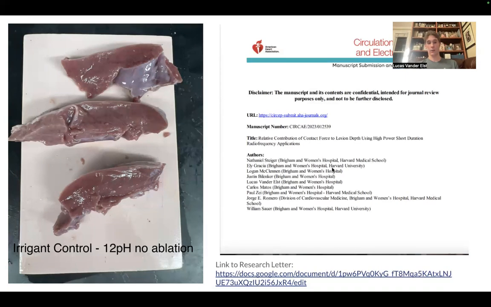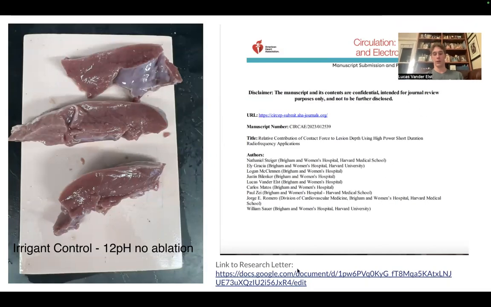And finally, I was cited as an author of this research letter that we submitted to Circulation: Arrhythmia and Electrophysiology. Over here, you can see me. This was one of the couple research letters. This one particularly was about lesion depth, using high power short duration RF applications. And basically, as I explained before, it's measuring how deep the lesion is going to be based on how much energy you put in. So I attached my research letter here.